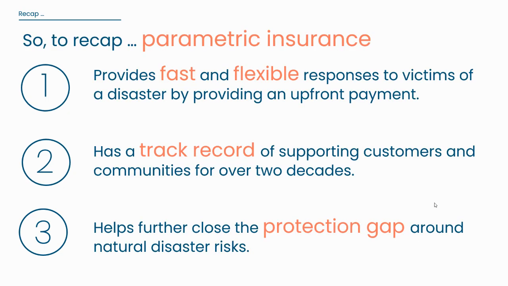So to recap, firstly, parametric insurance provides faster and more flexible responses to victims of natural disasters by providing an upfront cash payment. Secondly, parametric insurance has a track record of supporting communities and countries around the world for over 2 decades. And finally, parametric insurance helps close the protection gaps around natural disaster risks.